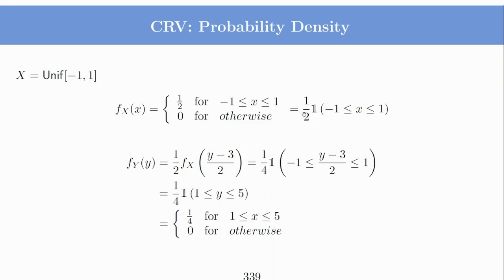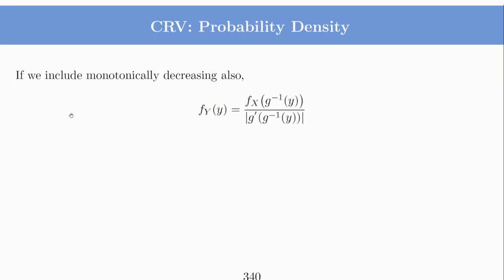So for x between -1 and 1, it is half and 0 otherwise. The integration of this PDF is 1. And here also it has scaled. So now it is 1 by 4 between 1 and 5, in an interval of length 4. The integration of the PDF is still 1, but its interval has been changed and its value has been changed.